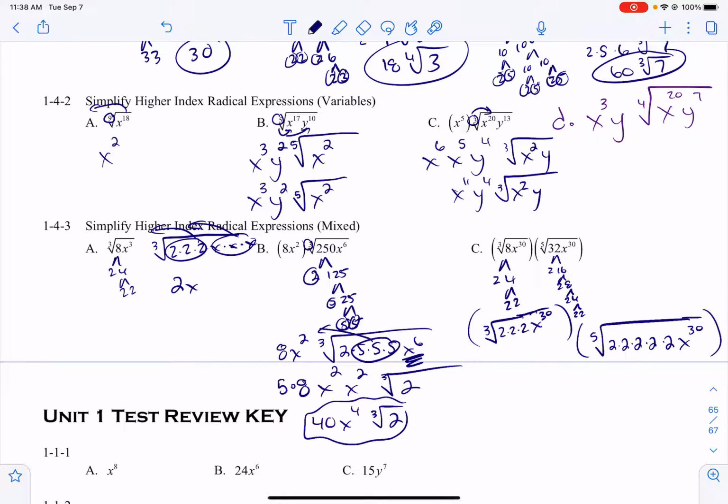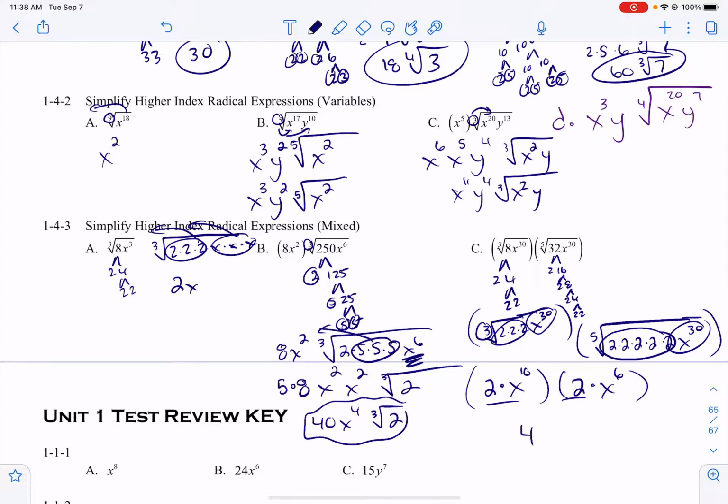So I'm looking for groups of 3. There's a 2. And x to the 30, that gives me 10 groups of 3. In my second parenthesis, I've got groups of 5. So I get to pull out a 2. And I've got 6 groups of x's because I'm looking for groups of 5. So now my 2's multiply to be 4. And my x to the 10th and x to the 6th become x to the 16th.